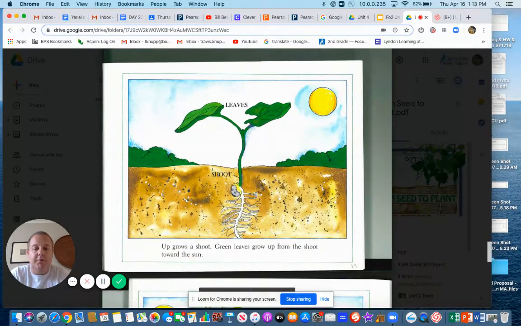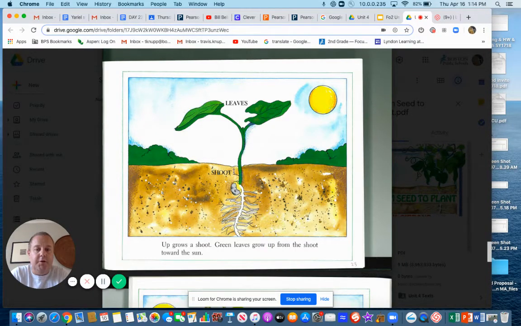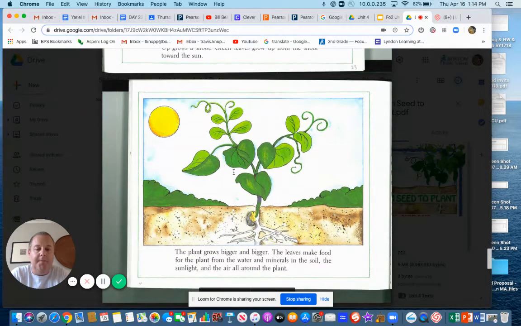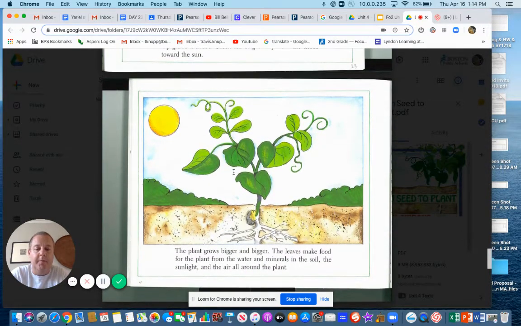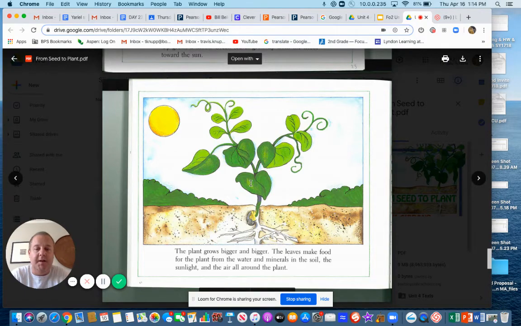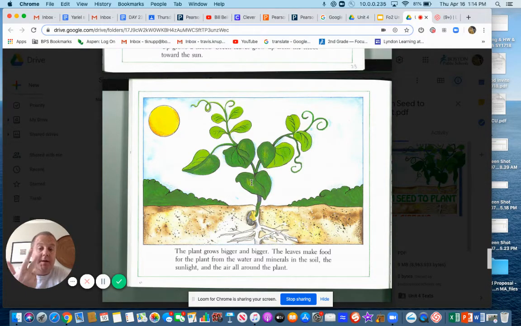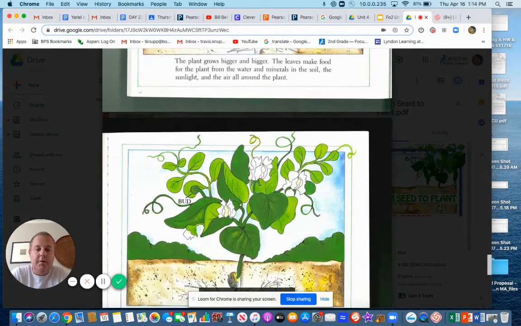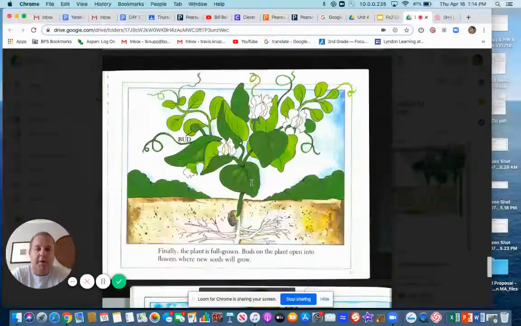Up grows a shoot. Green leaves grow up from the shoot toward the sun. And here they grow. Leaves, shoot. The plant grows bigger and bigger. The leaves make food for the plant from the water and minerals in the soil, the sunlight, and the air all around the plant. So it needs all of those things. It needs water, it needs soil, it needs sun, and it needs oxygen, air. Carbon dioxide and oxygen.